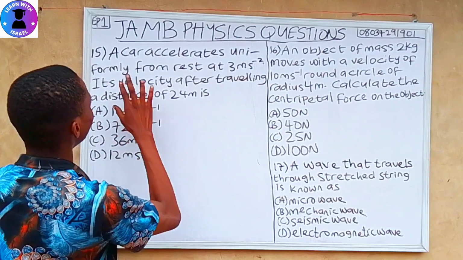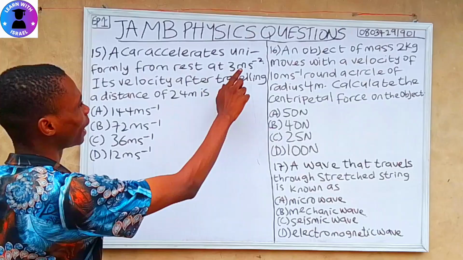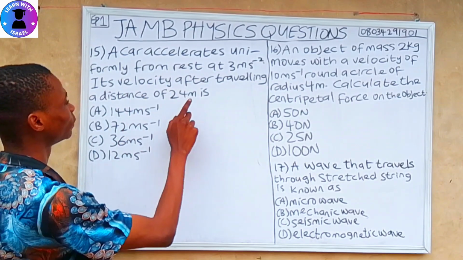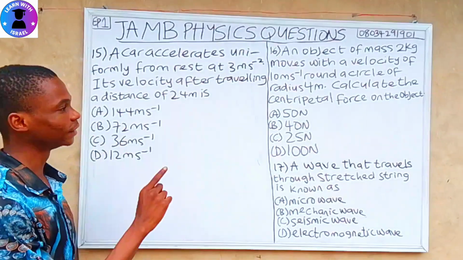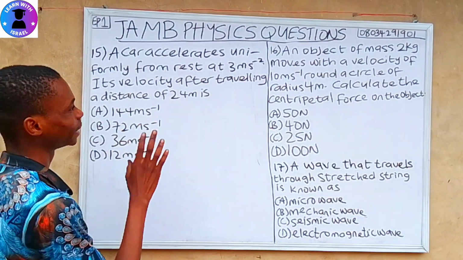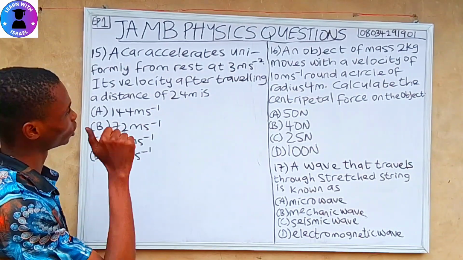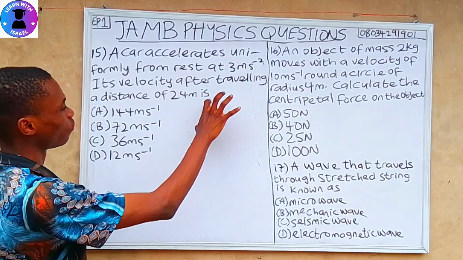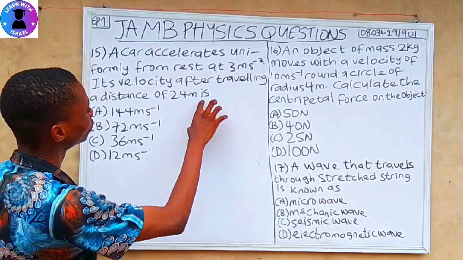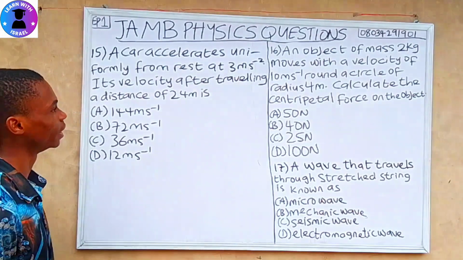Question 15. A car accelerates uniformly from rest at 3 meters per second squared. Its velocity after traveling a distance of 24 meters is? This is a question under motion. I discussed that we have three formulas for motion, in question 1, where I discussed the three formulas. So if you are very attentive, you should be able to solve this question yourself. As I am solving mine, be solving yours right there.